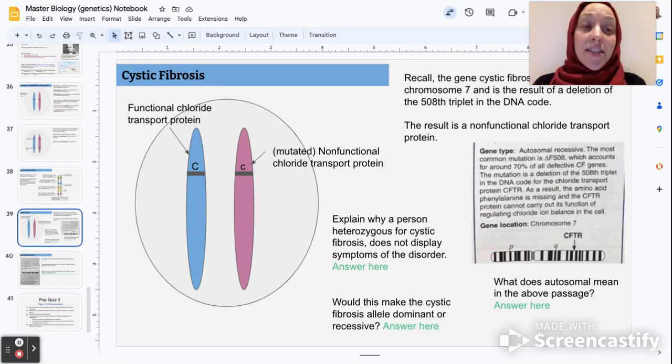Comparative to cystic fibrosis, where the mutated one is not harming us. Okay, it's just sitting there. The abnormal protein is just sitting there, right? And they're still able to make a functional one. So as long as they're able to make a functional one, everything's fine.